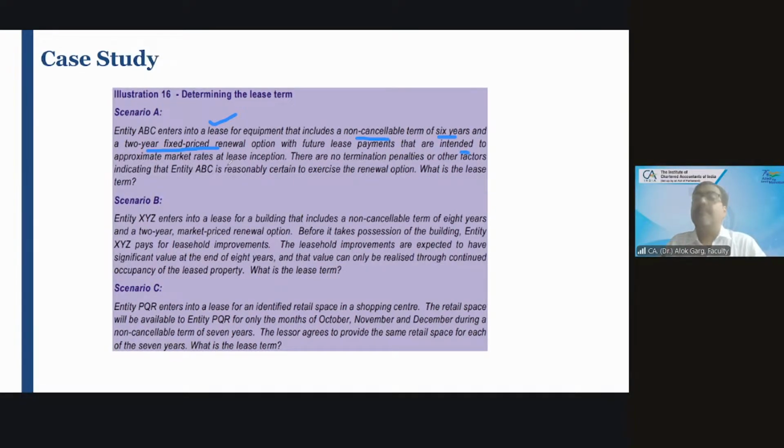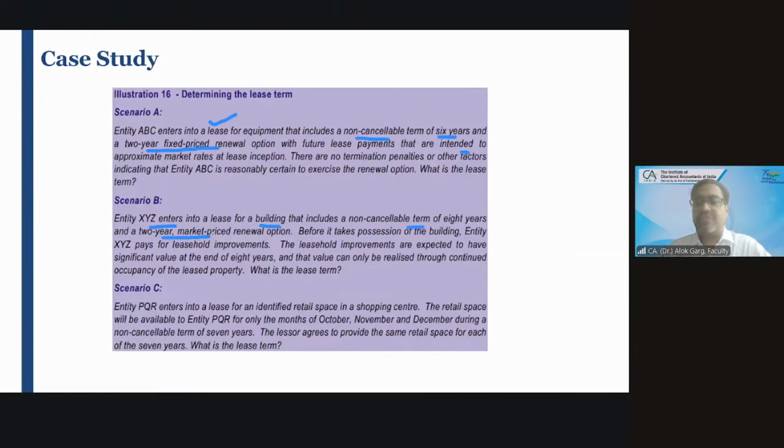Correct? Clear? Okay. So friends, let's come to scenario B. Entity XYZ enters into a lease for a building that includes a non-cancelable term of 8 years and a 2-year market priced renewal option. Meaning at the time of renewal, whatever the market price is, that will be the rent, right?